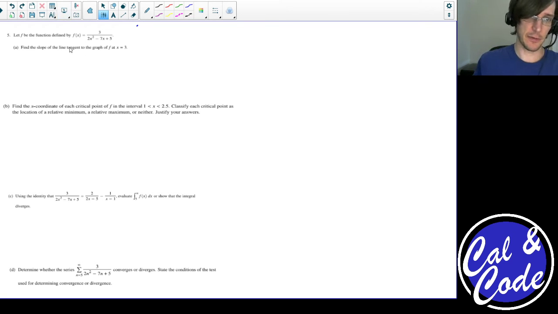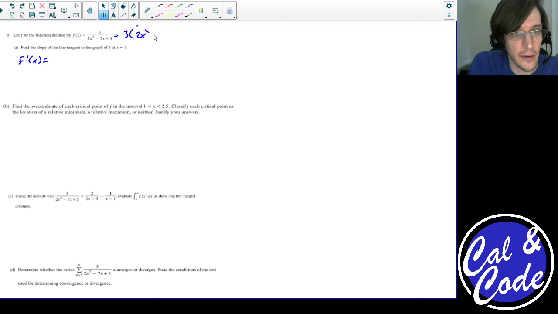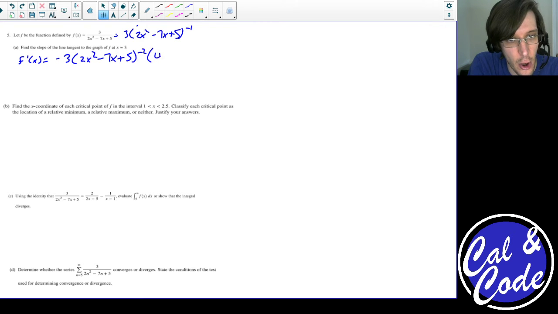So we're going to find the slope of the line tangent to the graph of f at x equal to 3. So first thing I'd like to do is find the derivative of f. So f prime of x is equal to, let's see, since this was all 3 times 2x squared minus 7x plus 5 to the negative 1 power, when I take the derivative, I'll end up with a negative 3, 2x squared minus 7x plus 5 to the negative 2 power, all times 4x minus 7.